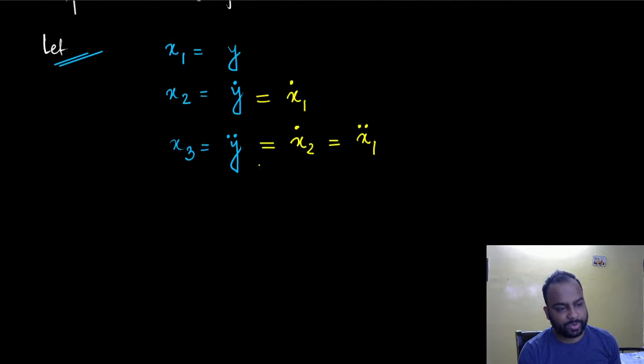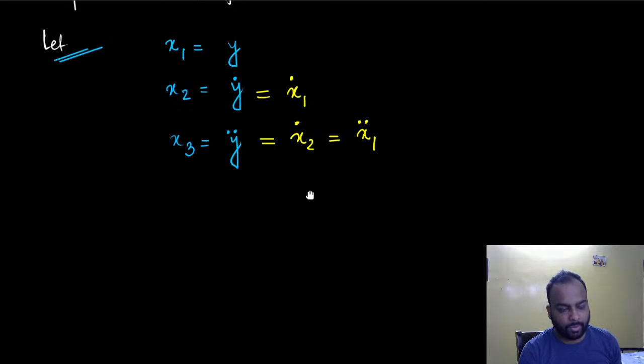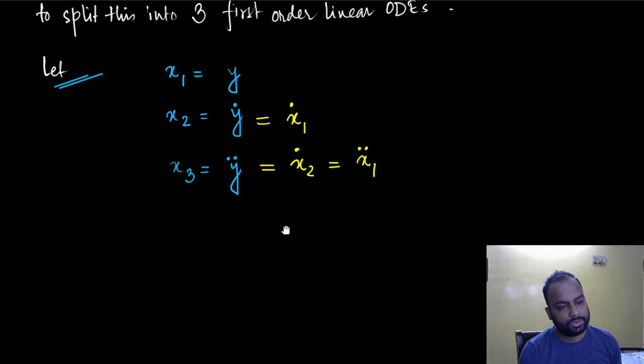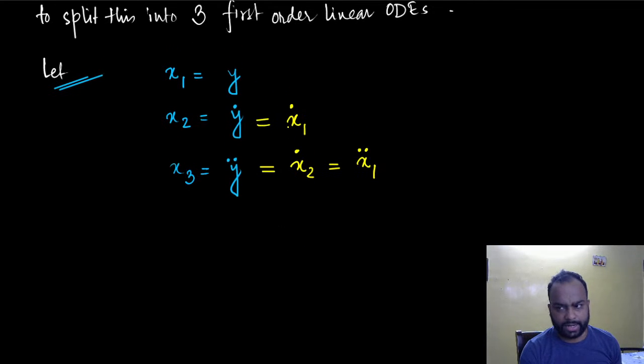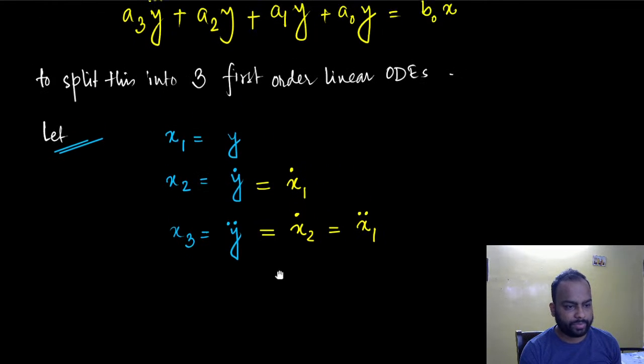See if that is fine. Okay, x2 is already x1 dot. So x2 is already y dot, so x2 dot would be y double dot, and x1 double dot of course is y double dot, the same thing. So that is kind of correct, right? That is correct, no issues, right?